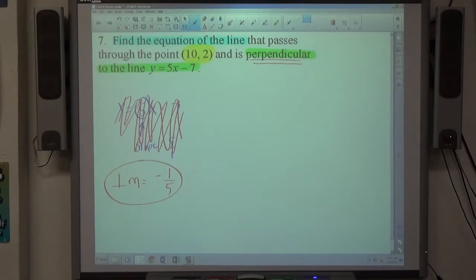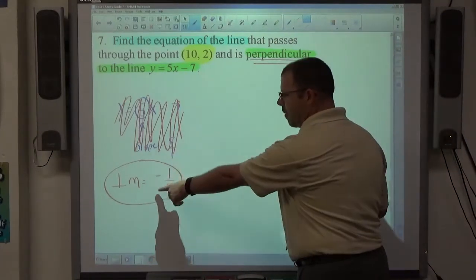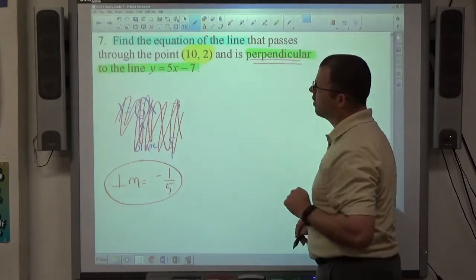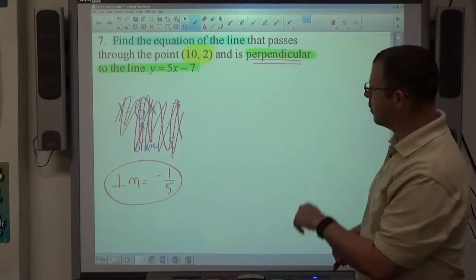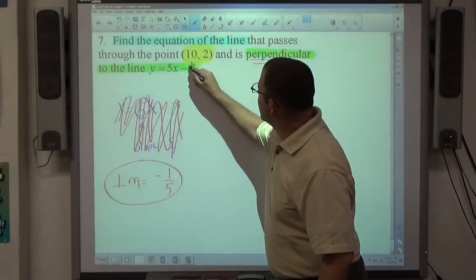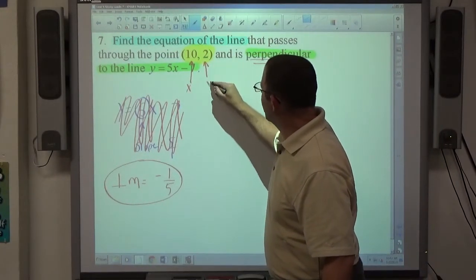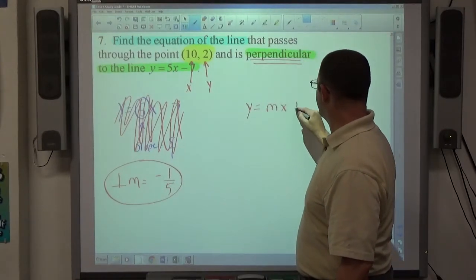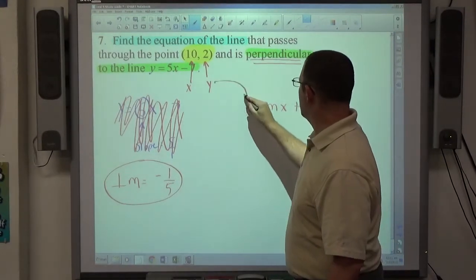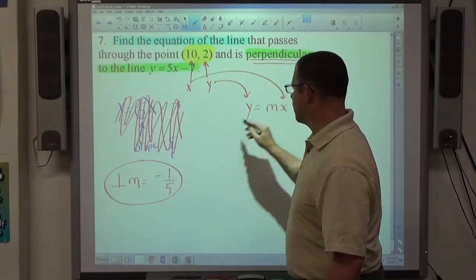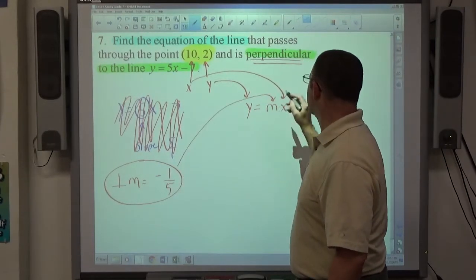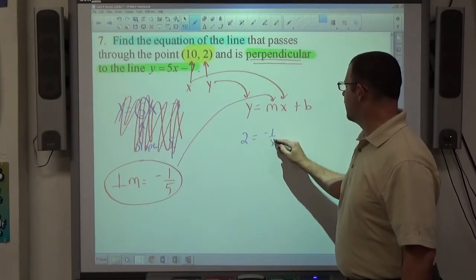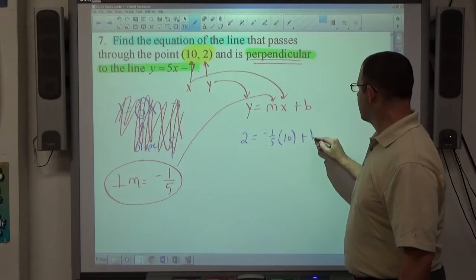Okay? Once I get to my slope, now I'm going to focus on the slope I know for the line I care about, my perpendicular line, along with the point of intersection, (10, 2). That's what the line passes through. 10 is x, 2 is y, this is m, and we know y equals mx plus b is our structure. So I'm going to substitute y there, I'm going to substitute x there, and I'm going to substitute m right there. So I do all that substitution. Y is 2, m is negative 1/5, x is 10, and b is what we don't know.